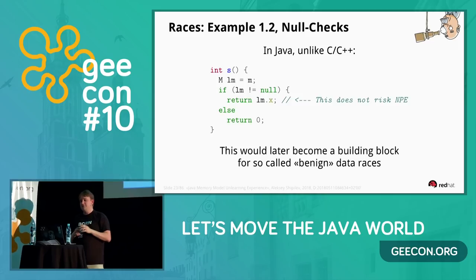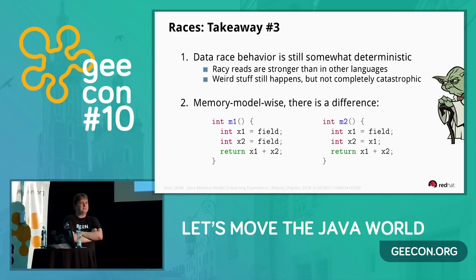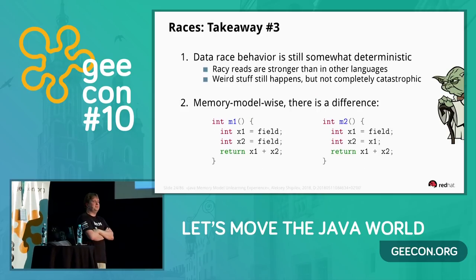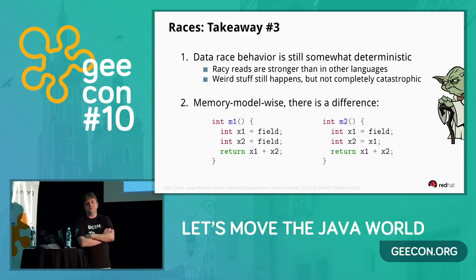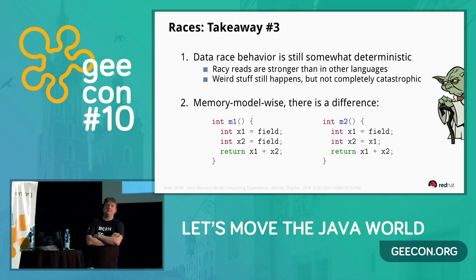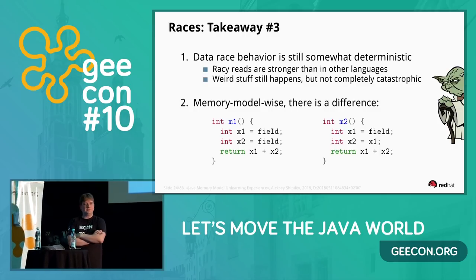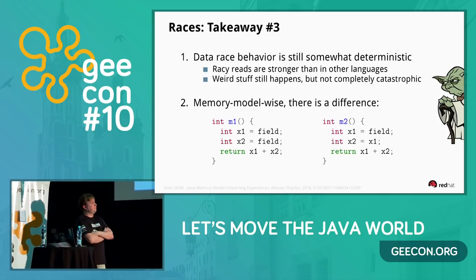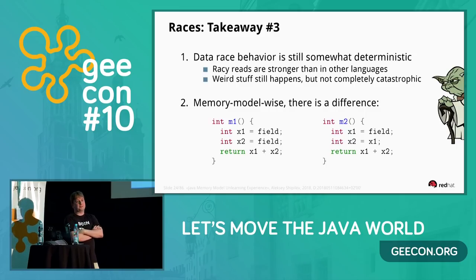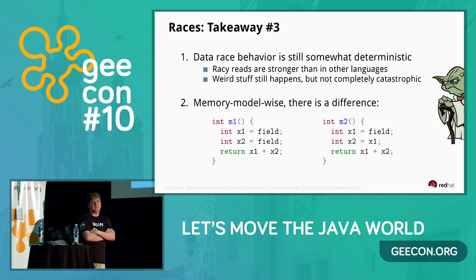Yay! So takeaway number three: data race behavior is somewhat deterministic. Weird stuff still happens there, but it's not completely catastrophic. So you can recover from some of these things. And memory model-wise, there is a difference between reading from the heap and storing something into a local.